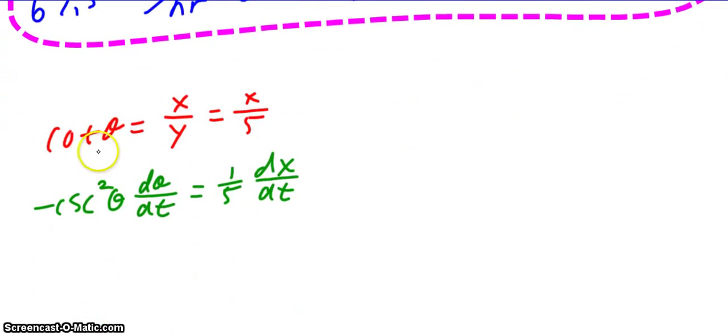Okay, and then real quick just to show you, had you used cotangent, you would have had cotangent of theta is x over y, which is x over 5. So now when you do the derivative, you get negative cosecant squared theta d theta dt equals 1/5 dx dt. So notice that the derivative never has x in it.